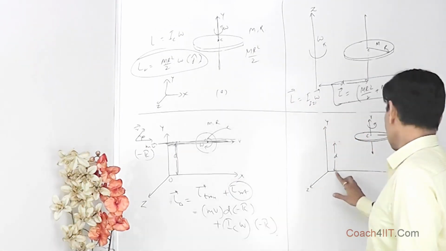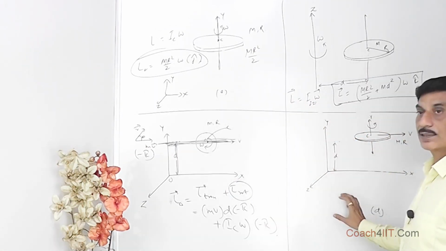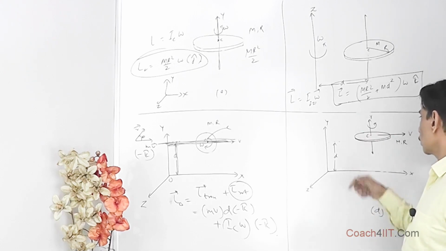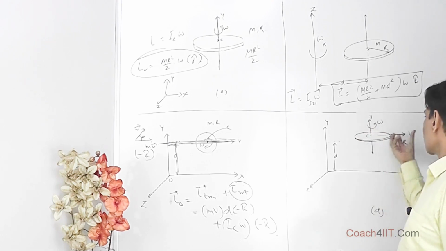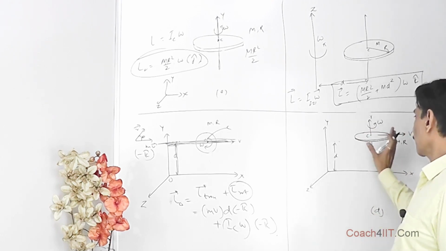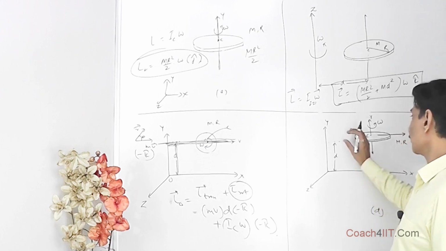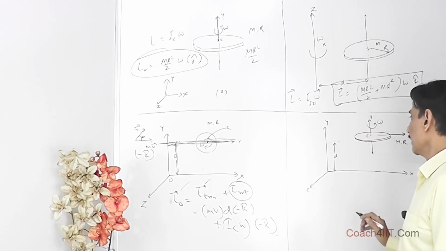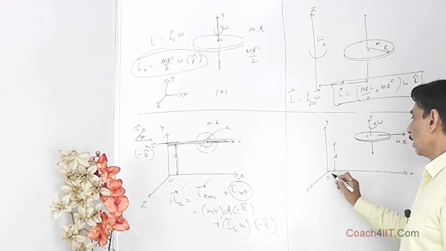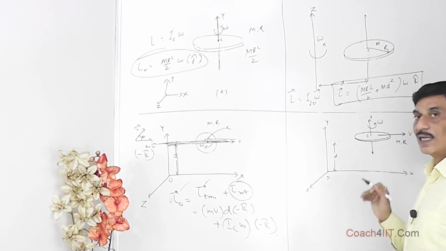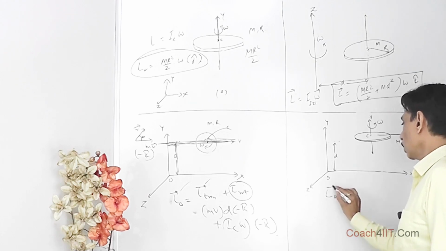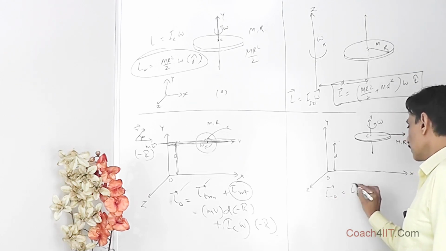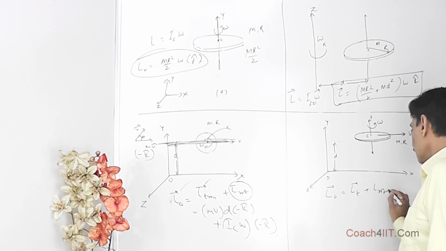Now coming over here, once again this is the x-axis, this is the y-axis, this is the z-axis, and this is a disk which is rotating with angular velocity omega about the y-axis, and it is also translating in this direction. Once again the body is in rotatory motion as well as translatory motion. So once again the angular momentum of this body about O is because of translation and also because of rotation. So L about O is equal to L because of translation plus L because of rotation.